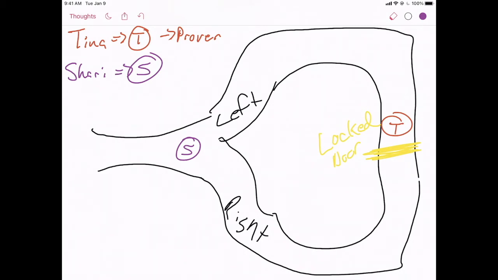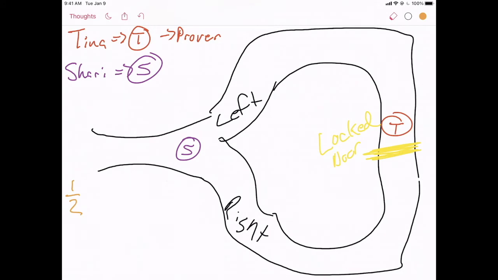Or she could say, Tina, come out the left, and Tina just simply has to walk out the left. Now you might say, hey, wait a second. That isn't really proving anything, because Tina has a 1/2 chance of just randomly walking in there and having the right path. How does she prove that she knows how to unlock the door?